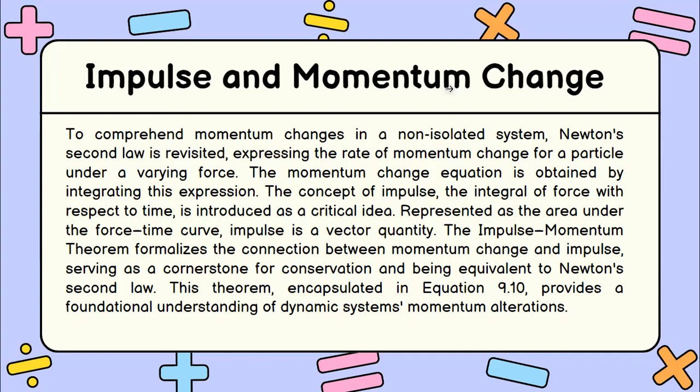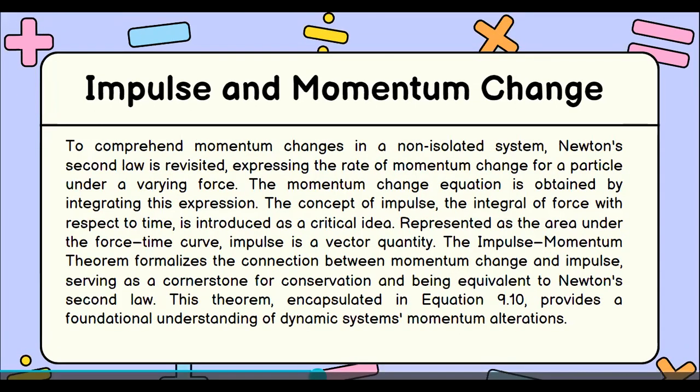Impulse is a vector quantity. The impulse-momentum theorem formalizes the connection between momentum change and impulse, serving as a cornerstone for conservation and being equivalent to Newton's second law. This theorem, encapsulated in equation 9.10, provides a foundational understanding of the dynamic alterations of system momentum.